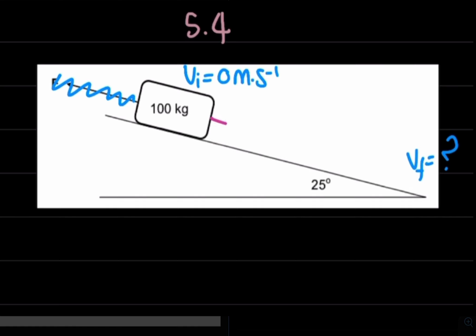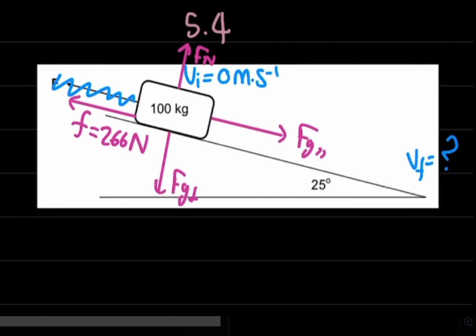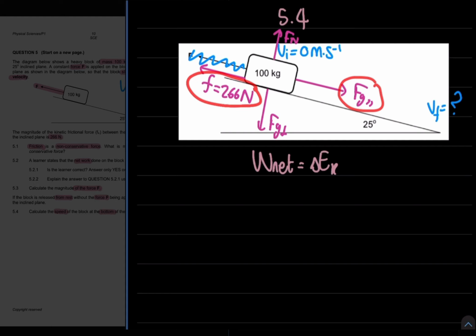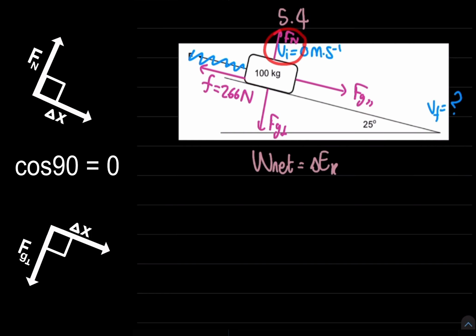Looking at the vectors working on this block, we would still have FG parallel, FG perpendicular, our normal force, as well as friction. Making use of the work energy theorem, we can solve this problem. The forces that do work on the system would be FG parallel as well as friction. The normal force as well as the FG perpendicular are at a 90-degree angle to the displacement, which would give you a cos of 90, and the cos of 90 is equal to 0. So the normal force as well as the FG perpendicular do no work on the system.